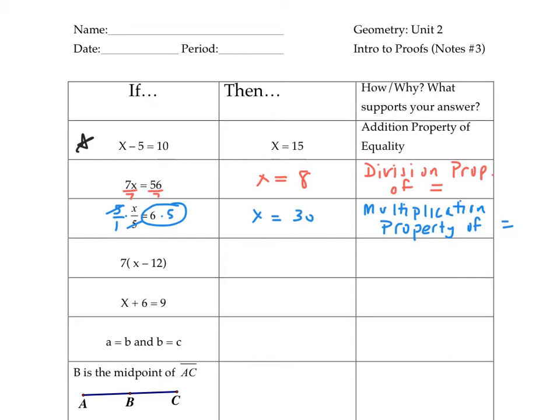Okay, in our next example, if 7 times the quantity of x minus 12 is given to us, so this is the if, we want to distribute that 7 to everything in the parentheses. So we can rewrite this as 7x minus 84. And that's an example of the distributive property.